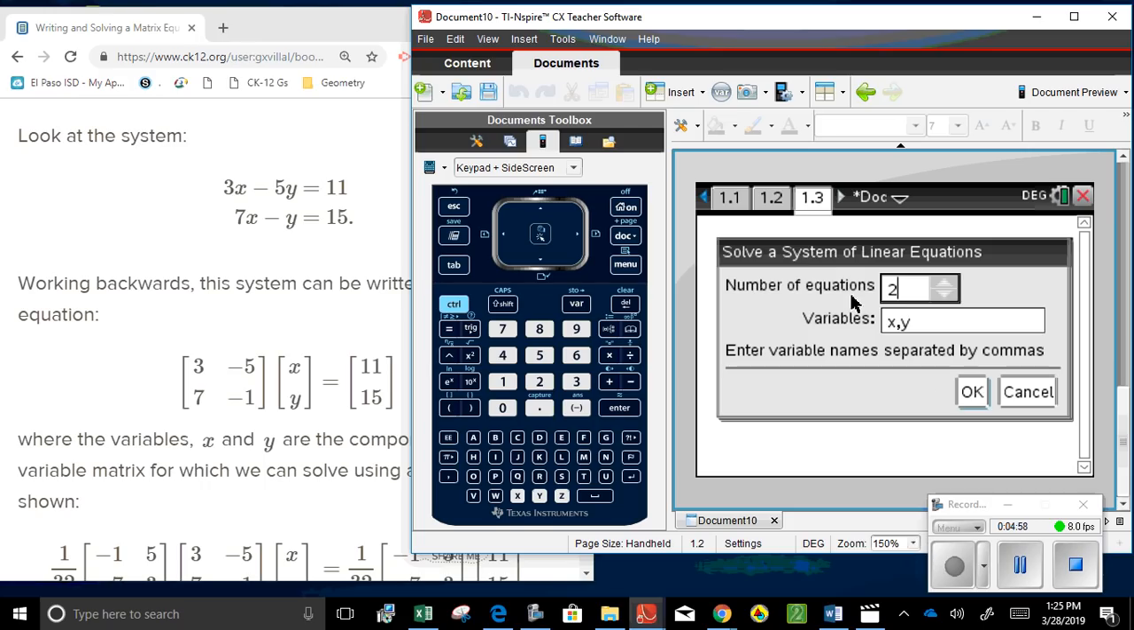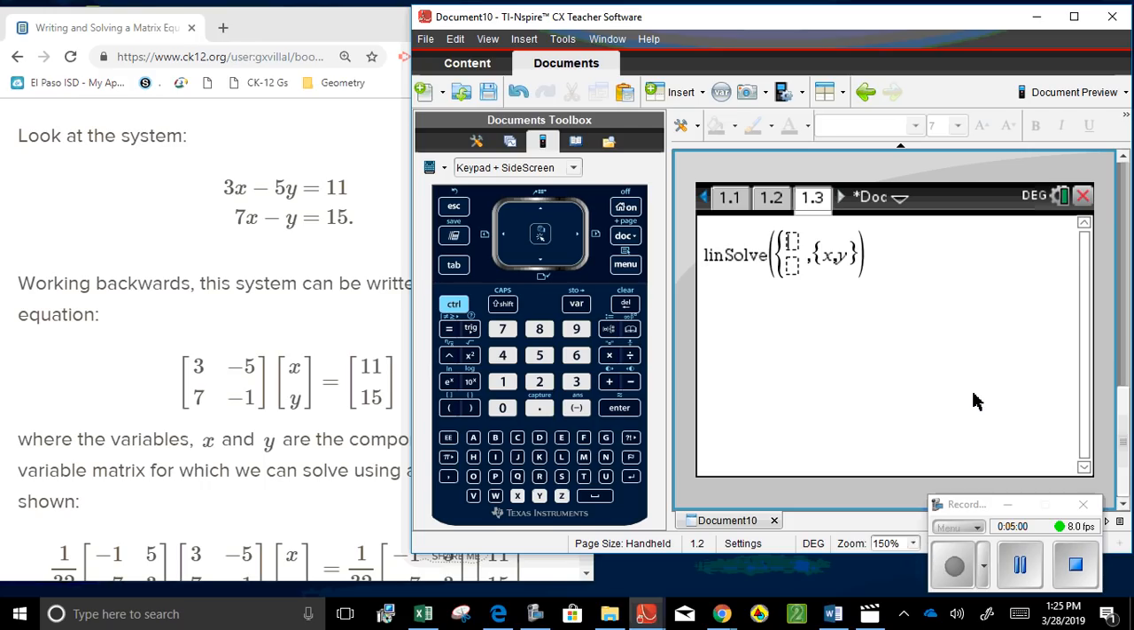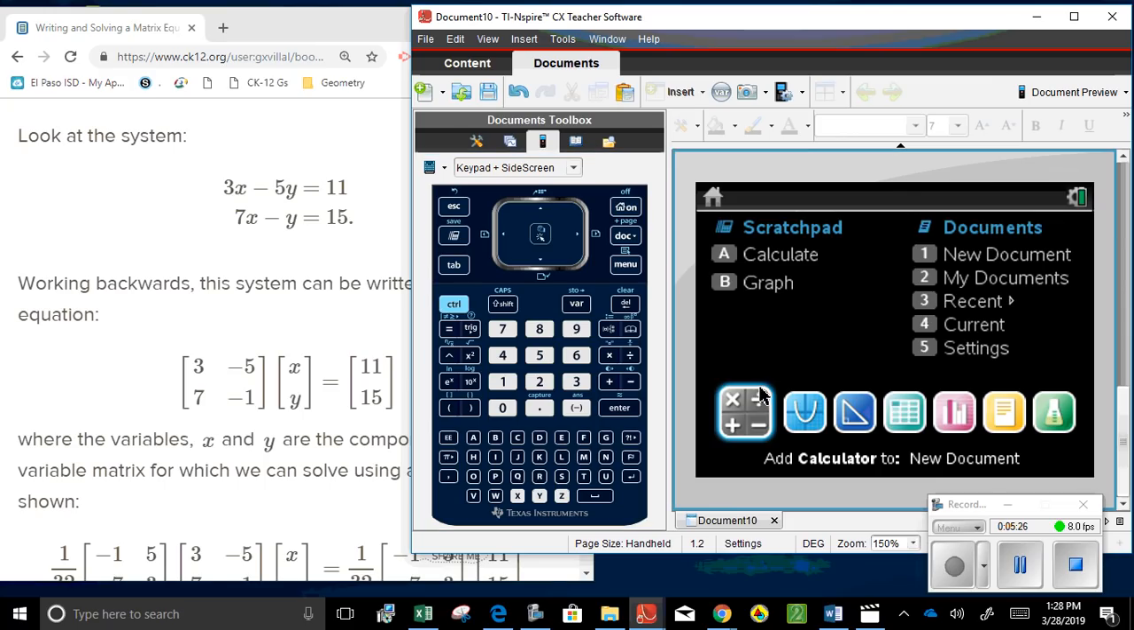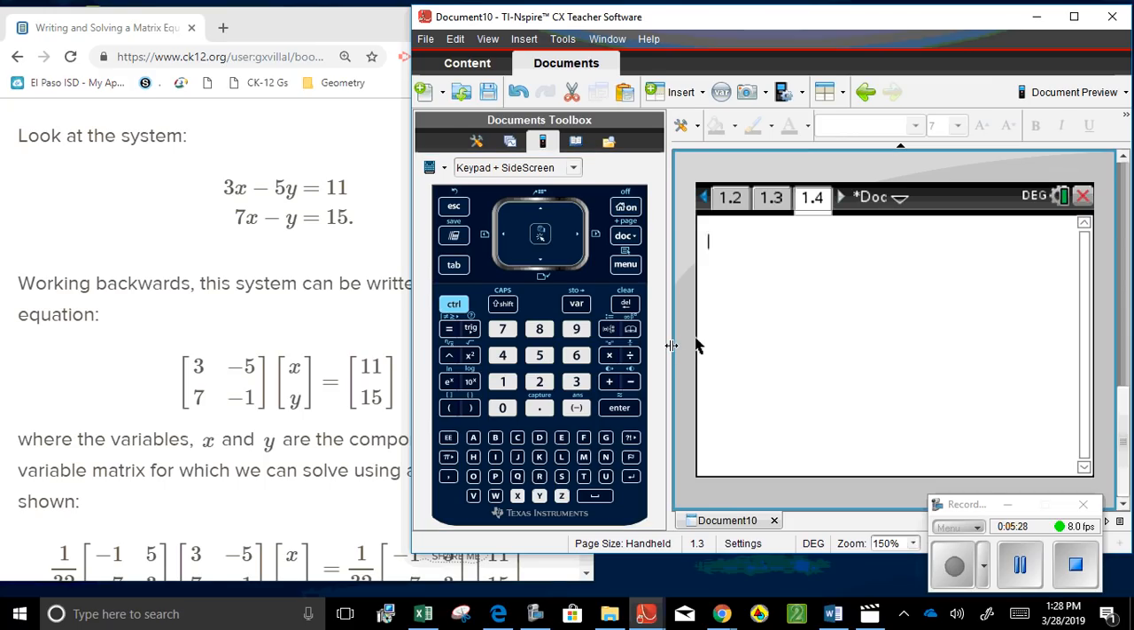Here's one way to do it. I would just linear solve, and then I would write 3x minus 5y equals 11, tab, 7x minus y equals 15. And there it is. That's what they showed you. So there's a built-in computer program to do this. Let's open up another calculator screen right there, and let's do it with matrices.